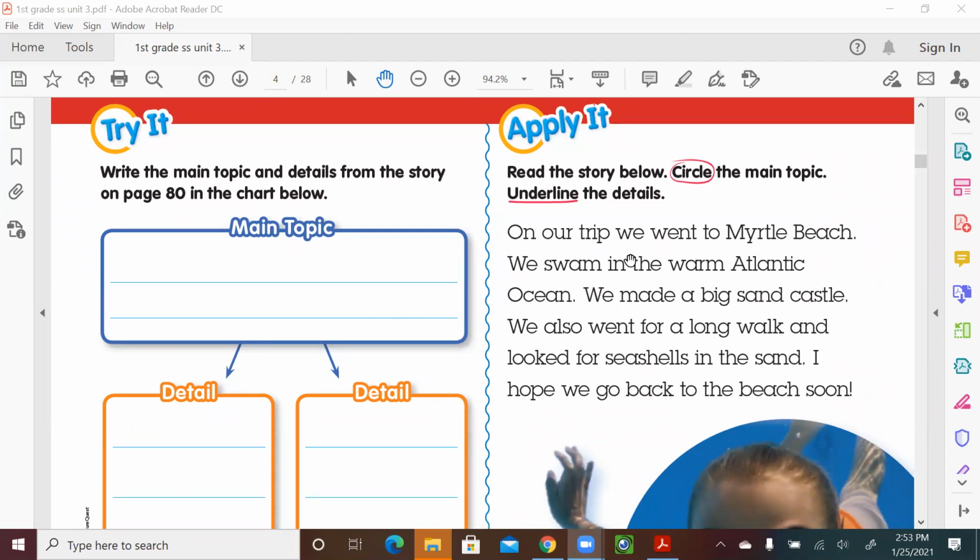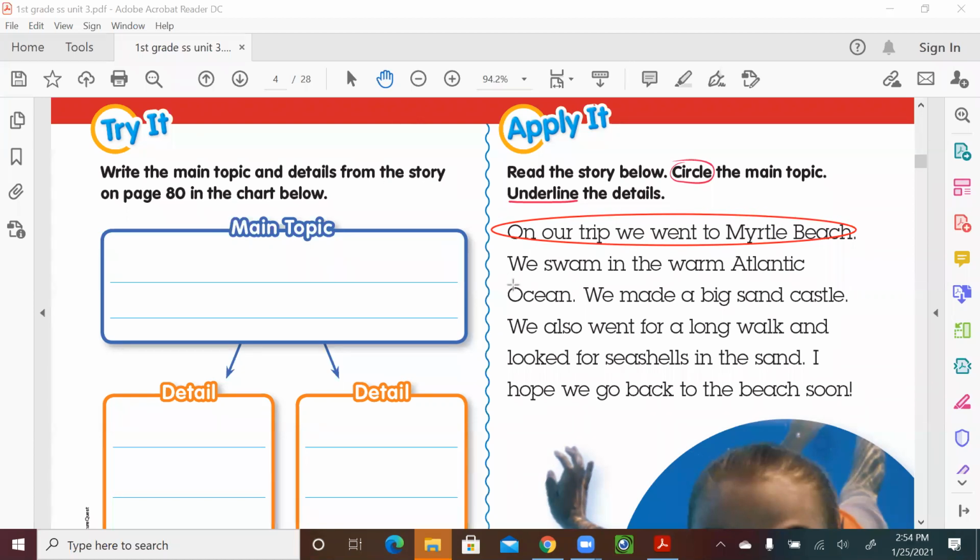So what's the main idea? What's the main topic? What's the topic about? Trip to the Myrtle Beach. Very good. So let's circle. We said circle the main idea. So our trip to Myrtle Beach. So we're gonna circle the main topic. Now we need to underline the details.